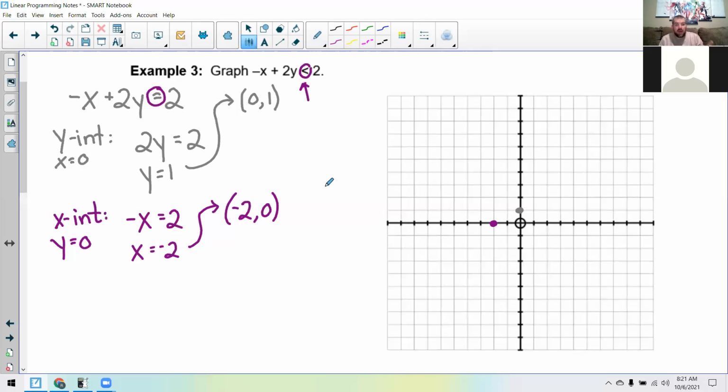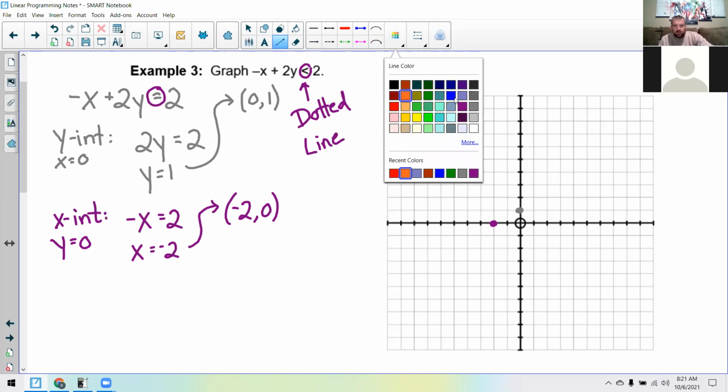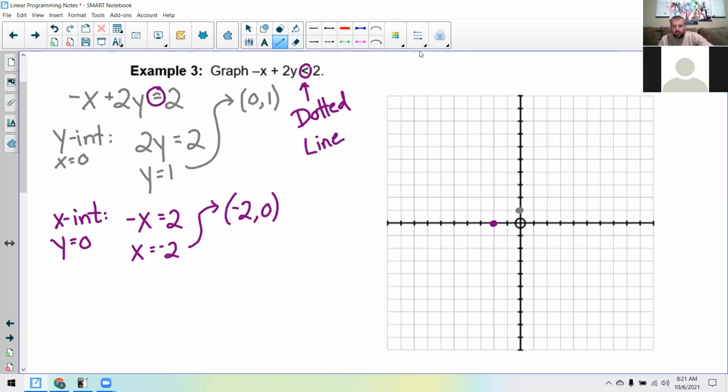So now, after I have my intercepts, now I want to check, okay, is my line going to be solid or dotted? Well, since this is just less than, it's going to be a dotted line. So I'm going to connect those two guys with a dotted line. Still dotted. There we go.